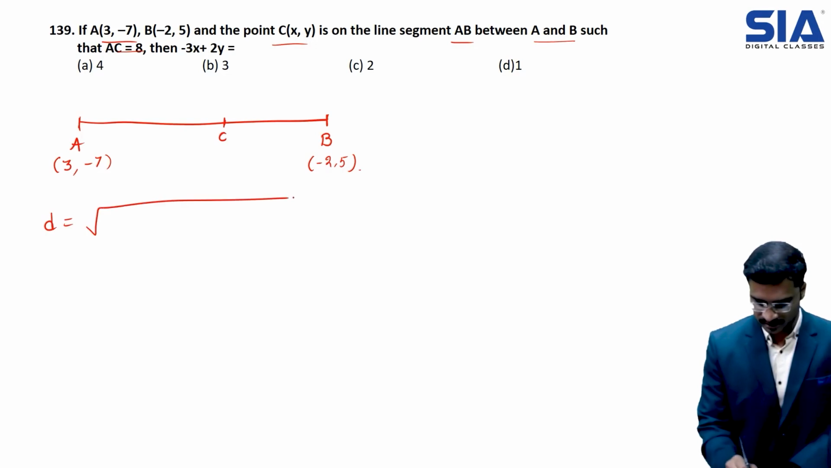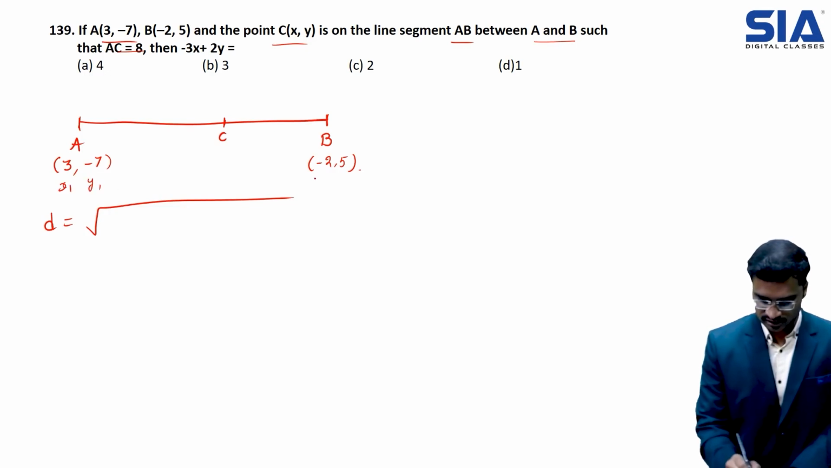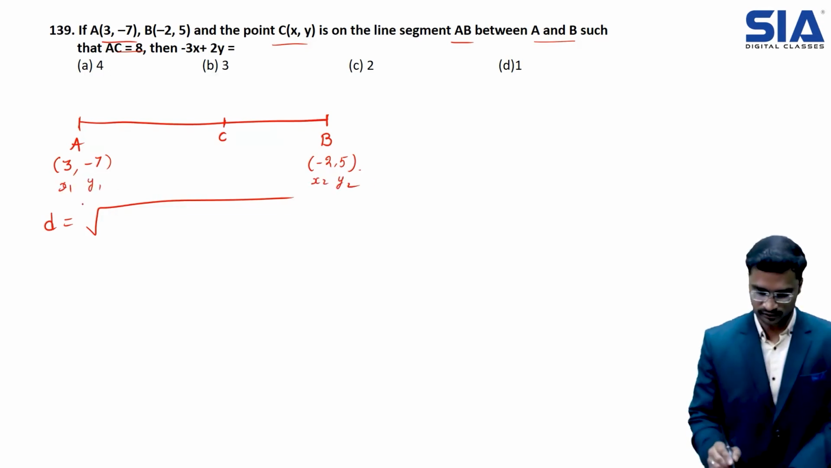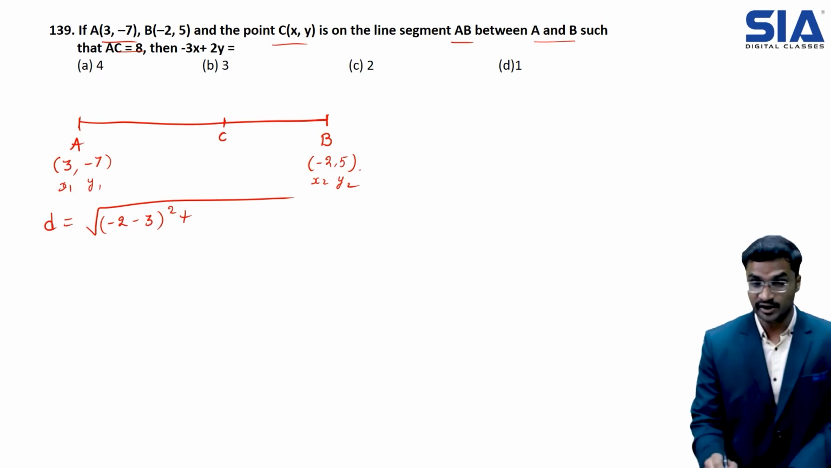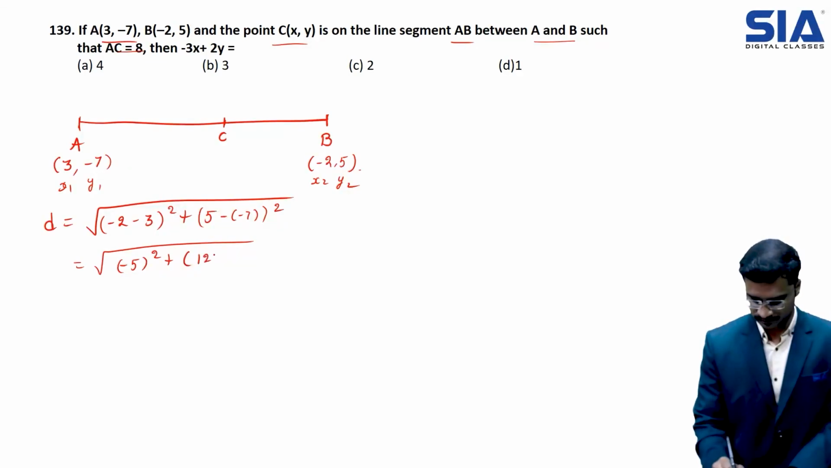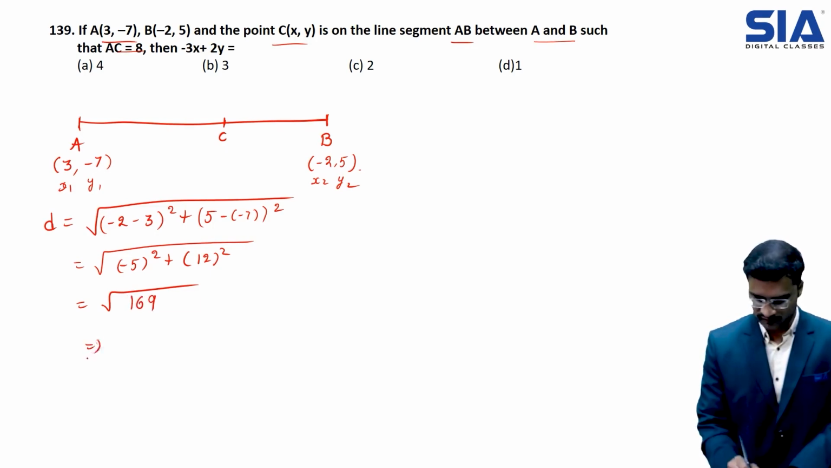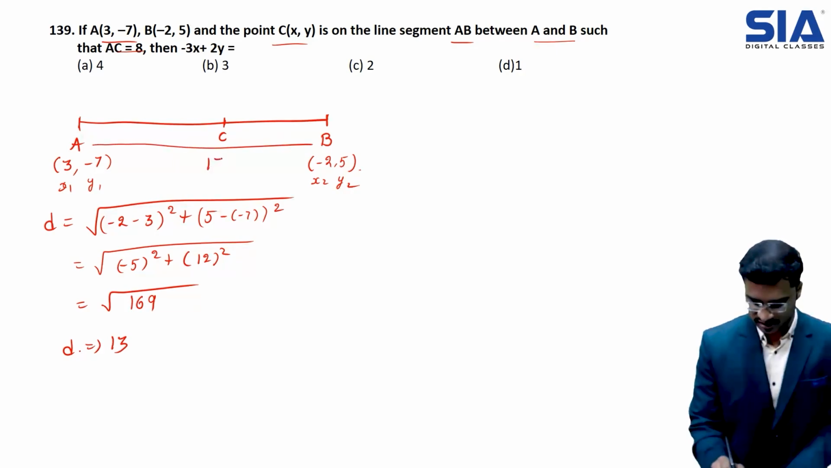The distance between A and B is the square root of x2 minus x1 whole square plus y2 minus y1 whole square. So x1 and y1 are here, and x2 and y2 are here. So x2 minus x1 is minus 2 minus 3, whole square, plus y2 minus y1 is 5 minus of minus 7, whole square. So under root of minus 5 whole square plus 12 whole square. After solving this, I am getting under root of 169. The value of the square root of 169 is 13. So the distance between the points A and B is 13 units.